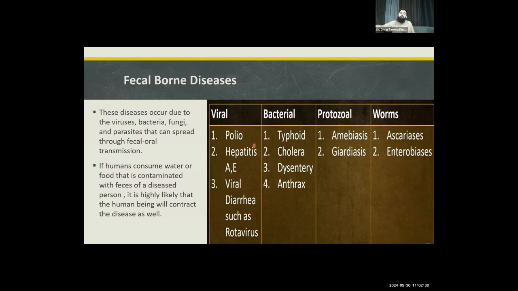So basically, all of these fecal-borne diseases I am discussing here are important because we get these fecal-borne diseases now and then due to the poor sanitation practices in our surroundings. Next, please.